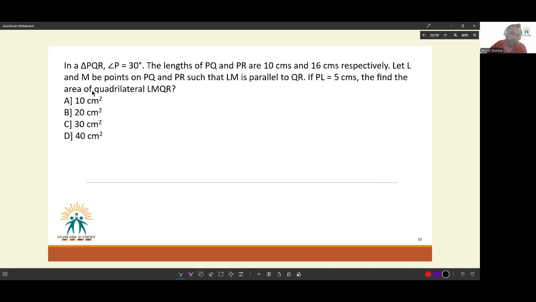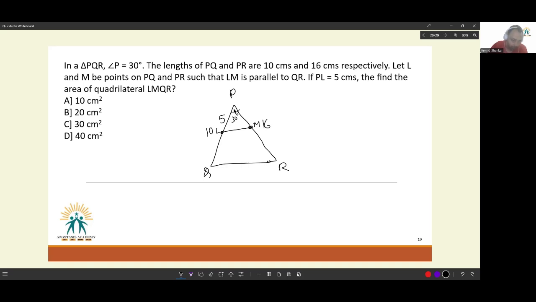Next, in triangle PQR, angle P is 30 degrees. The length of PQ and PR are 10 and 16. This is 10, this is 16. Let L and M be points on PQ, PR, such that LM is parallel to QR. Okay. PL is 5. See, if PL is 5, this is L, this is M.